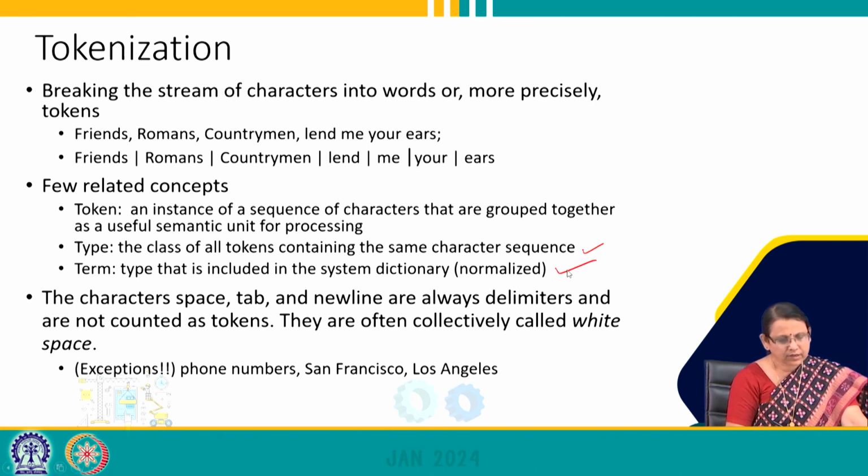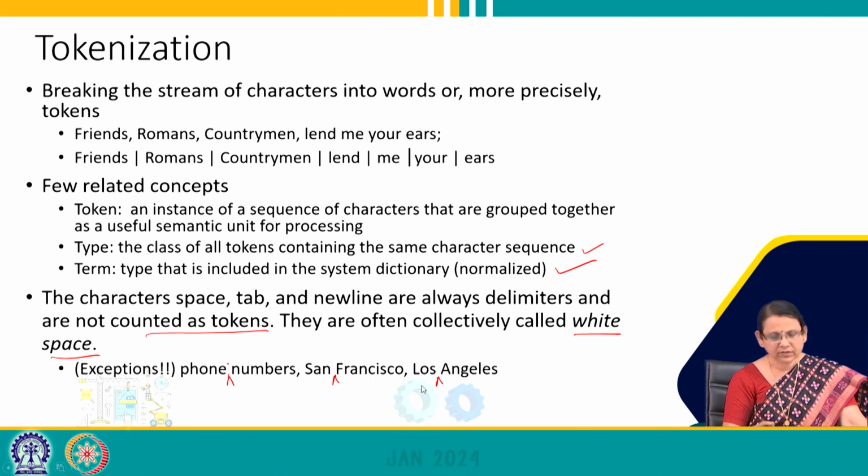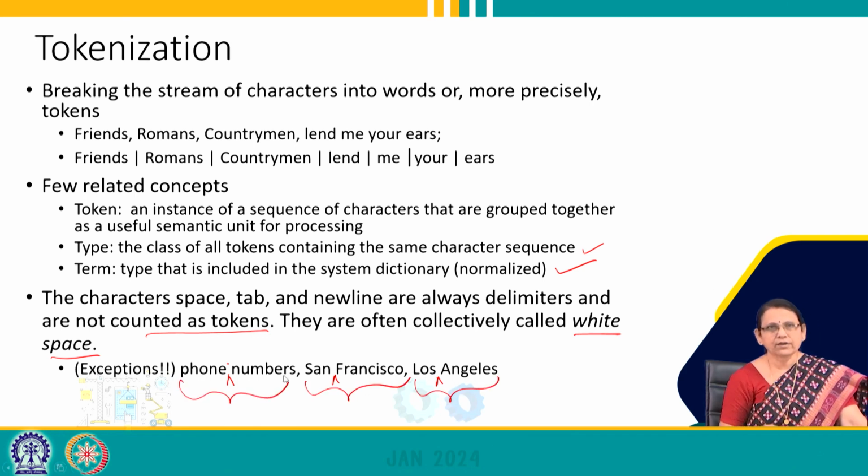Now, come to characters like space, tab, new line, etc., which are called delimiters, and they are not counted as tokens. They are collectively called white spaces. But while doing so, you have to be a little careful. For example, here there is a white space, here there is a white space, here there is a white space as well, but still they are exceptions, and these two words together will be called a term. So, while tokenizing, such exceptions should be taken care of.